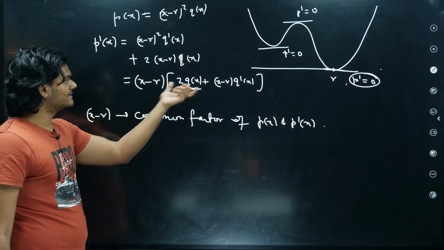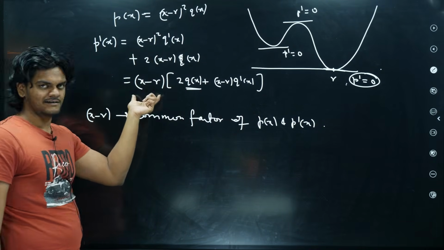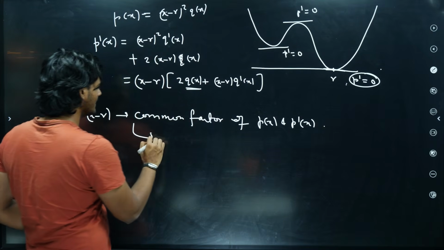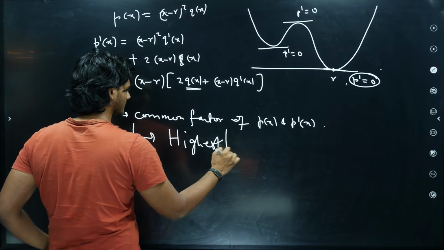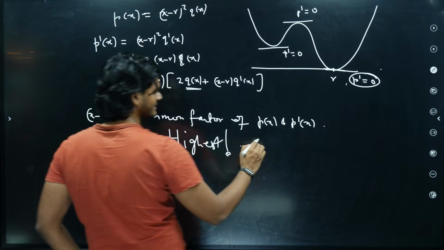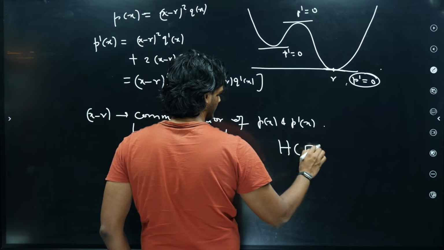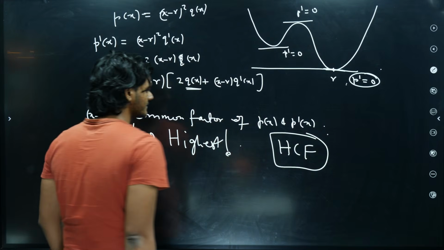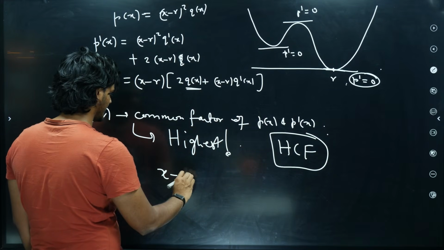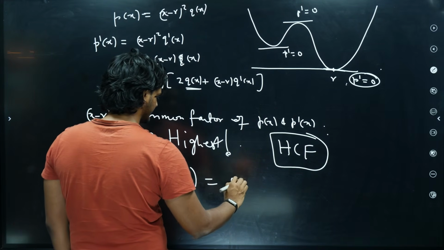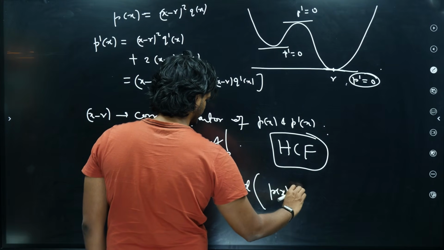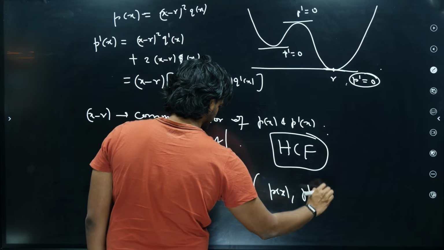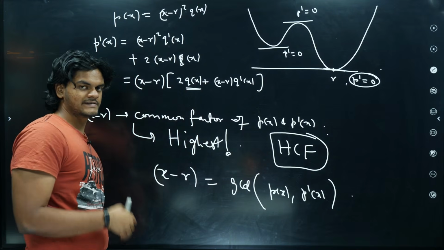But you see that it cannot be (x minus r) square here, so it has to be the highest common factor as well. So this has to be the HCF. So x minus r is equal to GCD of p of x comma p dash of x. Now what does that tell you?